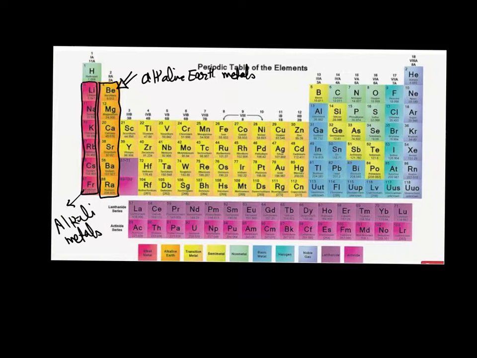Halogens are elements of the 17th group. And noble gases are elements of the 18th group.